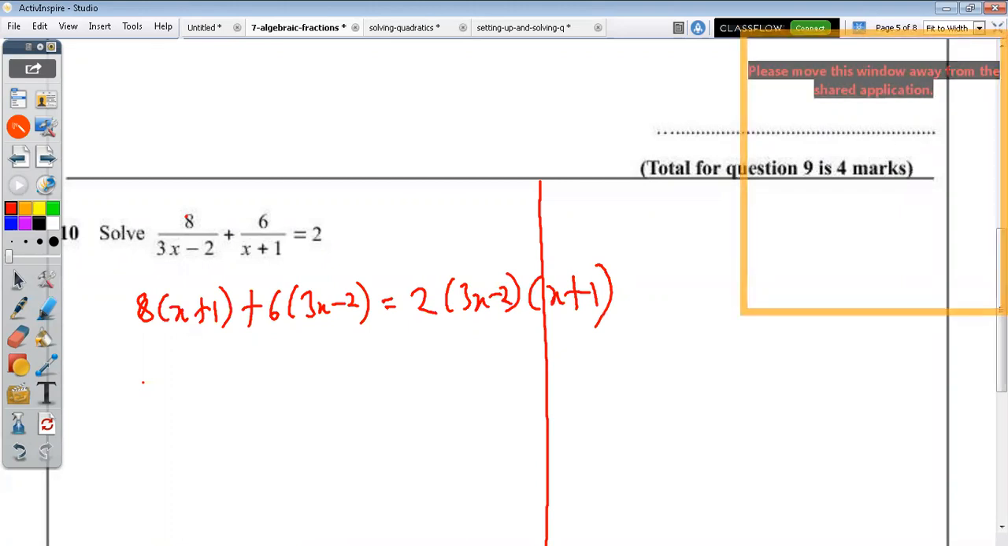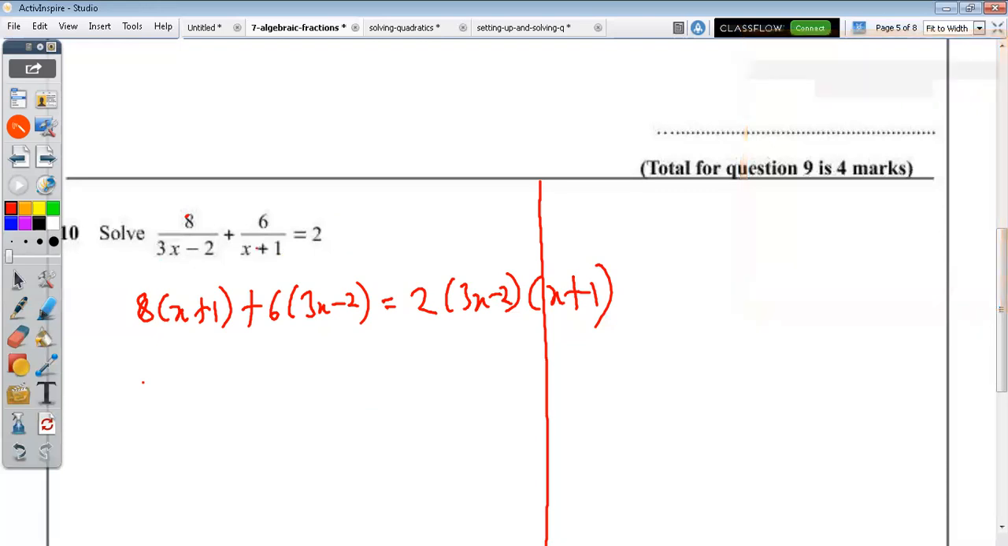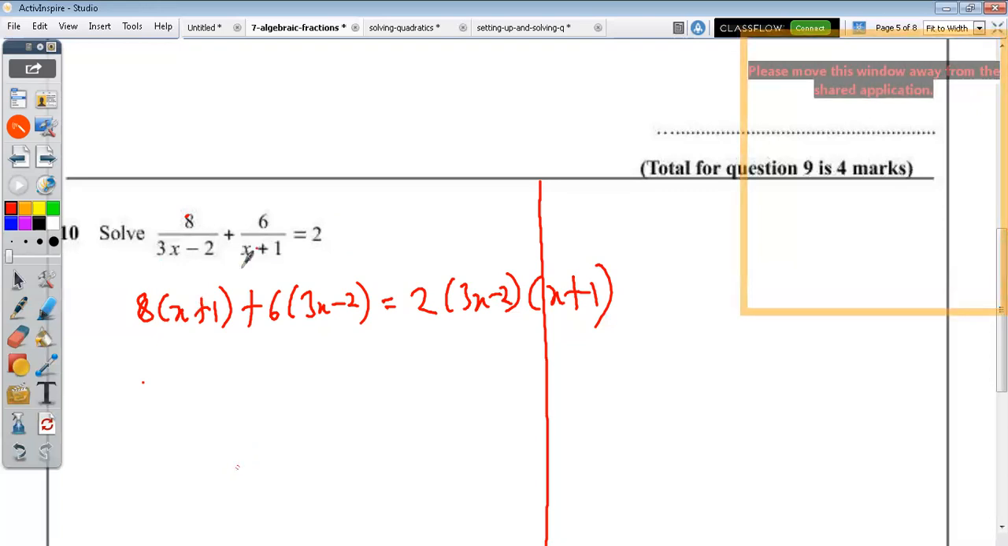What I've actually done here is multiply every term by this denominator. Because if I multiply by that denominator, the 3x will cancel and I'll multiply by x plus 1 here. That's why I was saying cross multiplying. You are multiplying the whole left-hand side and right-hand side by the combined denominator. Clear? Are you together? Yes, sir.